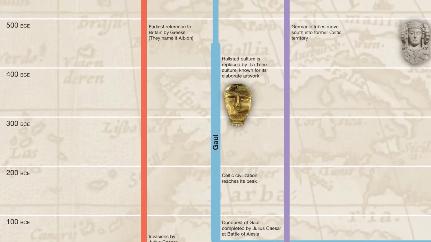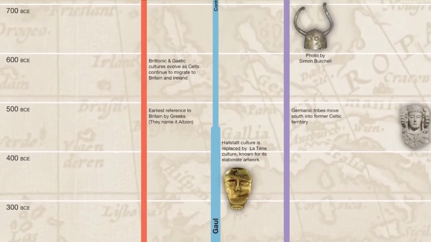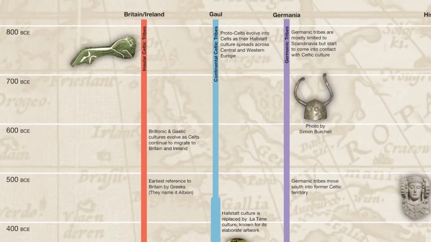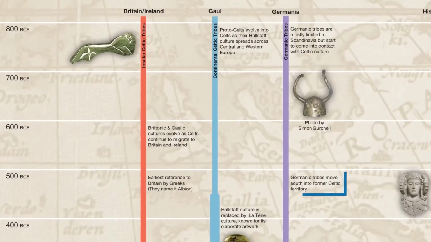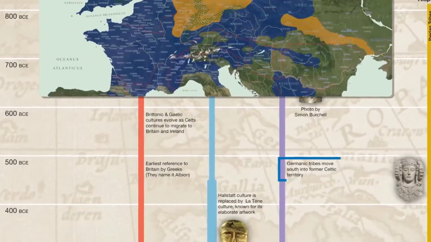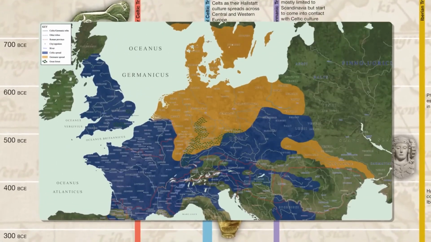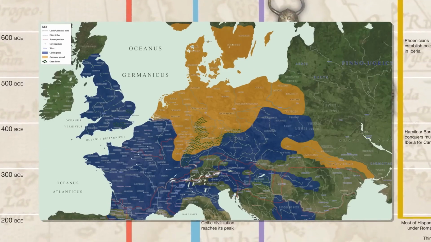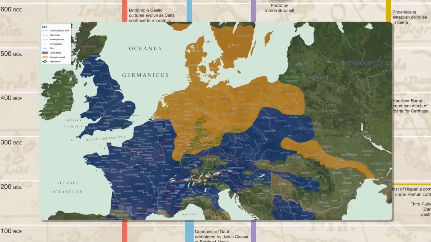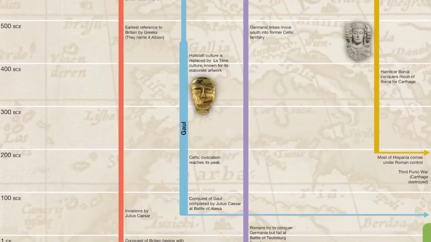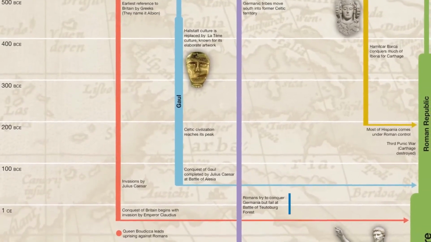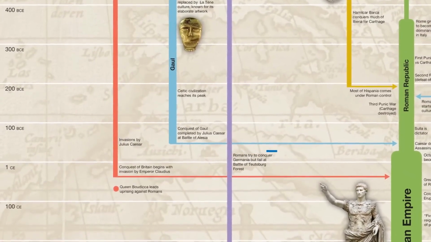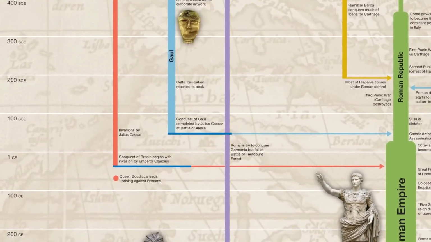The distantly related Germanic tribes started out confined to Scandinavia, but by 500 BCE, they were starting to move south into former Celtic territory. This map shows the division between Celtic tribes, shown in blue, and Germanic tribes, shown in yellow, around the year 50 BCE. The Romans initially tried to conquer the Germans, but failed to do so early on. Hence, they are shown on the chart as continuing, whereas the Celts are shown as being absorbed into the Roman Empire.